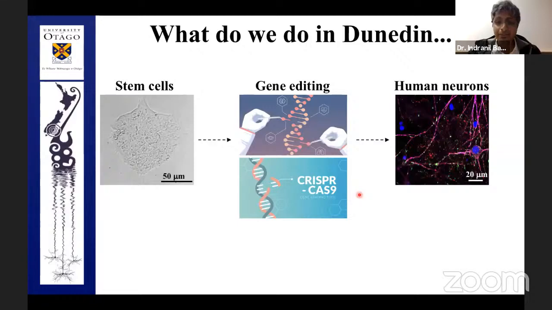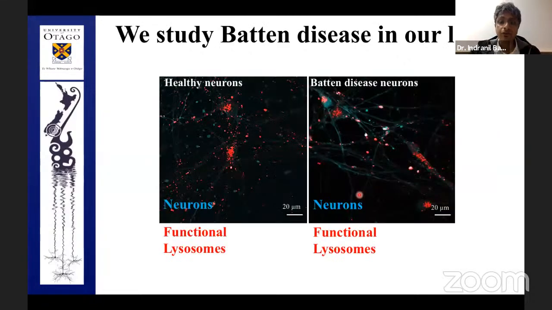So saying that, I would like to show you some data that we have generated in our lab using these neurons and this cool technology called CRISPR. What you are seeing over here on the left-hand side is a bunch of healthy neurons. If you can see these blue string-like structures, these are the healthy neurons.